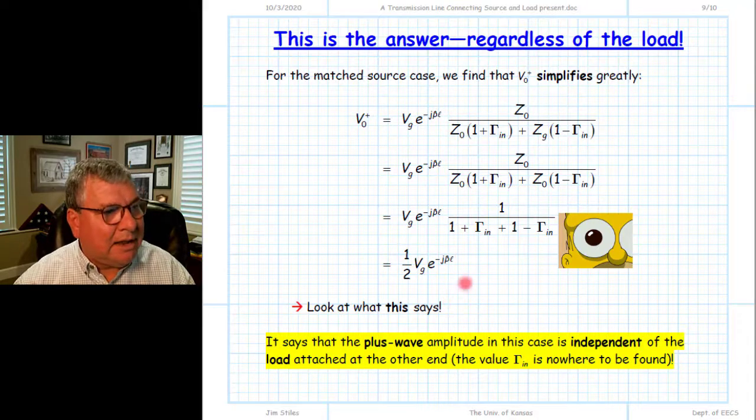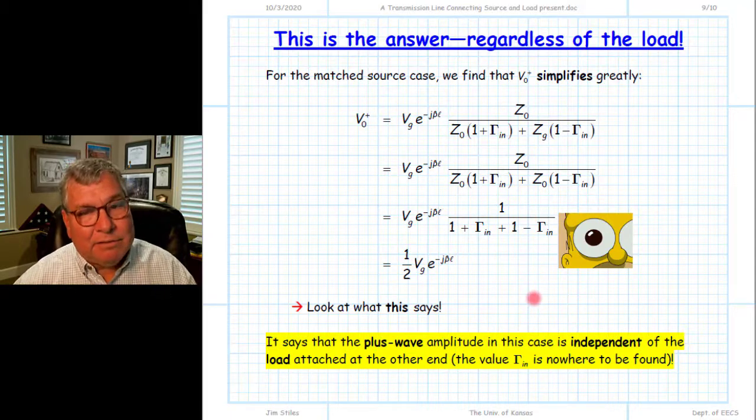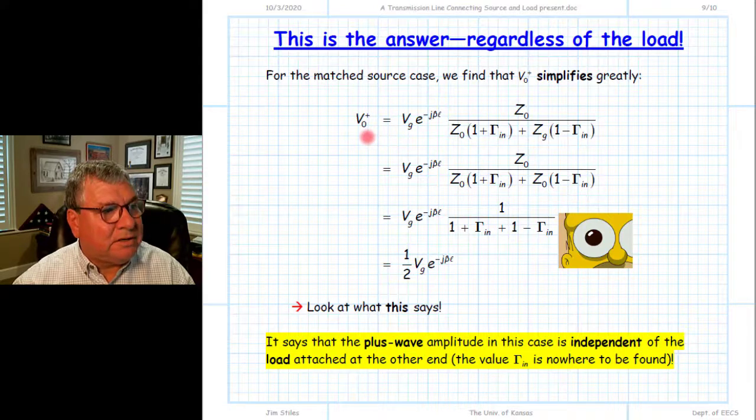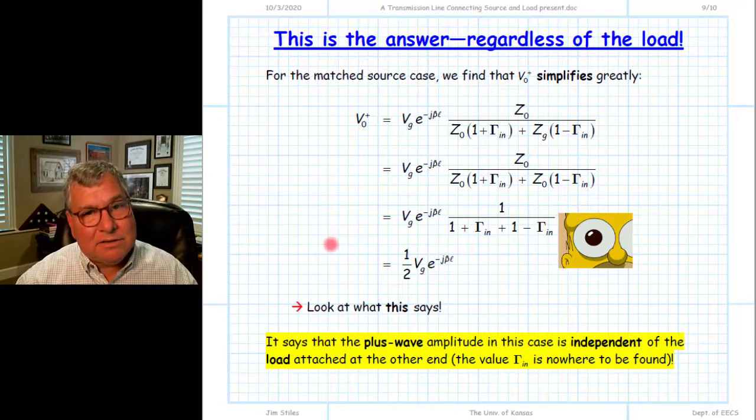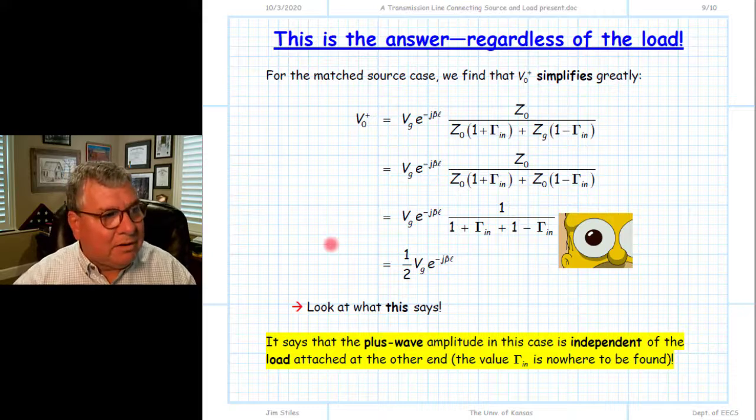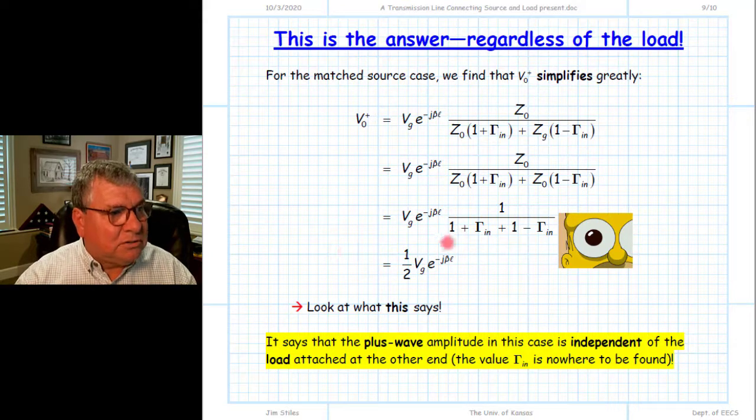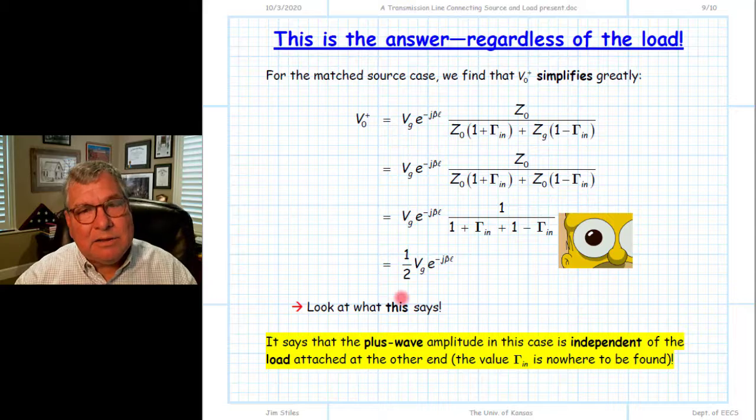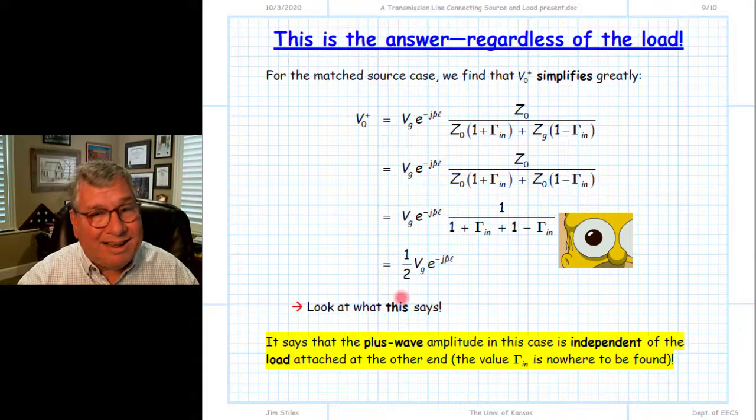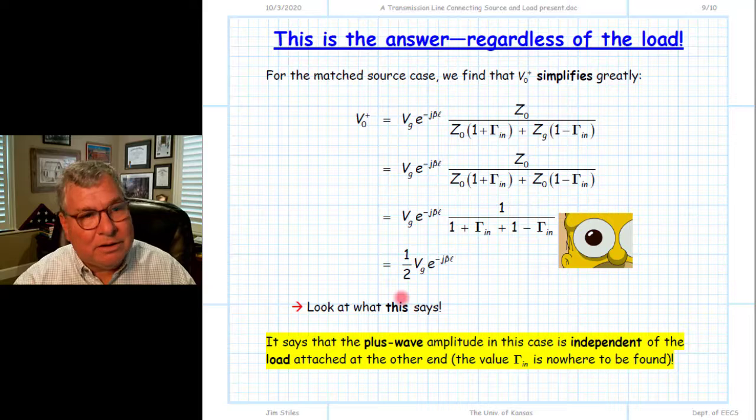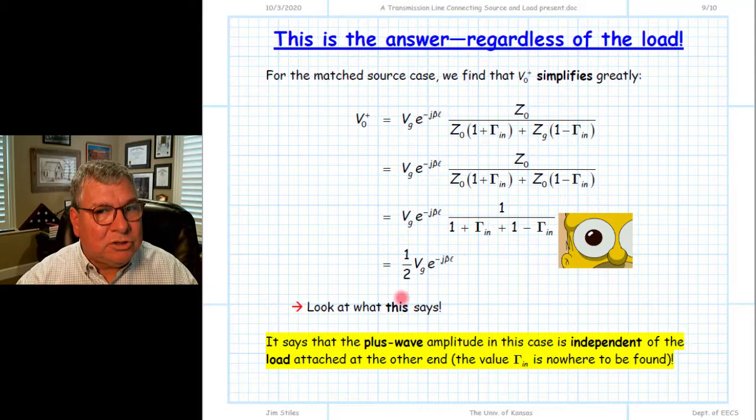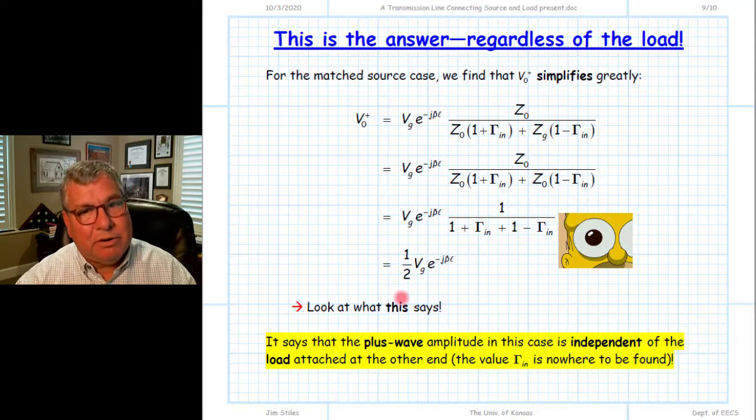And the most important thing about this is gamma n is nowhere to be seen. Gamma L, therefore, has no effect. The load has no effect on the value of V0 plus. In other words, the load has no effect on that plus going wave. For a matched source, we can determine the plus going wave explicitly without having to know what's attached to the other end of the line. For a matched source, we can say the plus going wave is completely causal with respect to the source. The source creates that plus going wave.